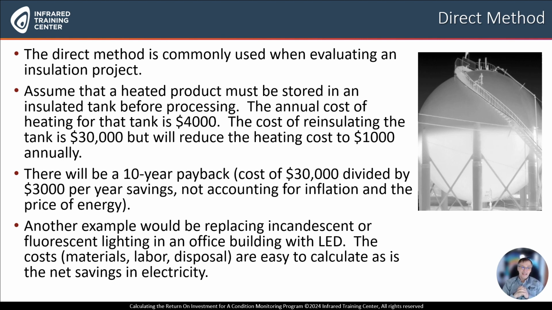an investment. But another good example that might be easier to quantify is replacing incandescent or fluorescent lighting in an office building with LED lighting. The cost of materials, labor, and disposal is easy to calculate, as are the net savings in electricity. So that's what we would call the direct method.